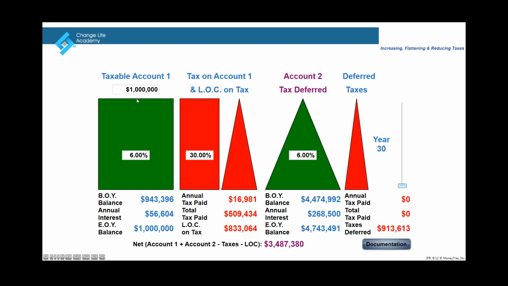Well, even if we just move the interest of that account over, then we could start to build up some money into a second account, like in account number 2. Maybe it's a business owner that has an account that they need to have liquid and available. That's fine. We could leave that $1 million there, but we could just move the interest each year over into a tax-deferred account.